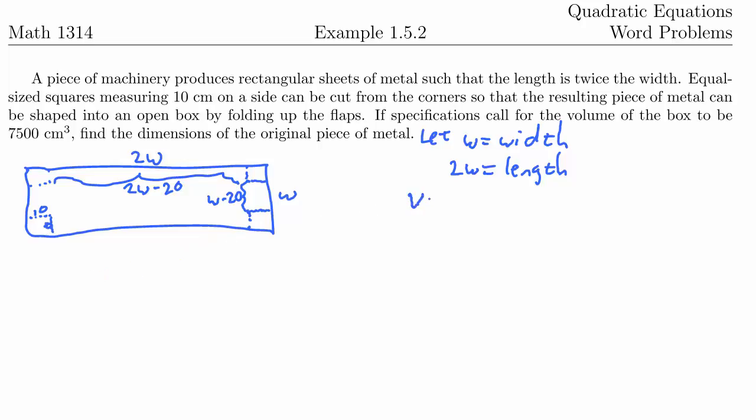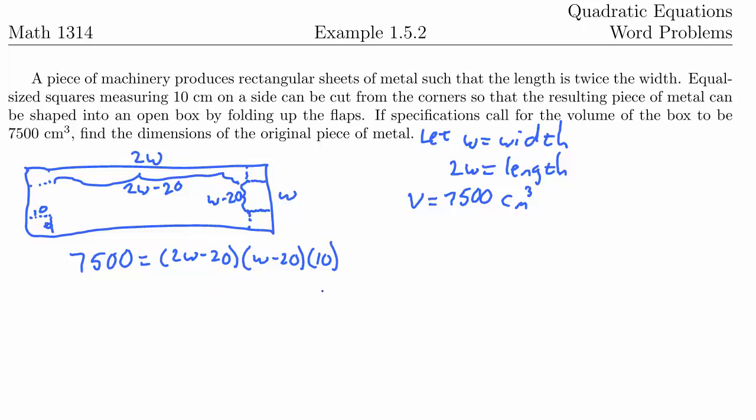Again, the total volume is 7,500 cubic centimeters. And since the volume, 7,500 cubic centimeters, has to be equal to this length, 2w minus 20, times this length, w minus 20, times your height, and your height is going to be 10. So 7,500 is equal to 2w minus 20 times w minus 20 times 10.